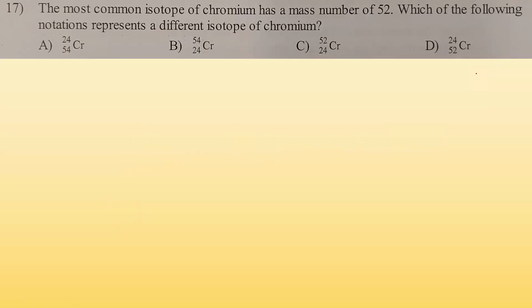17. The most common isotope of chromium has a mass number of 52. Which of the following notations represents a different isotope of chromium? So it's got to be something that's not 52. So chromium has an atomic number of 24, so that needs to be the same, but we need to have not 52 up top. So I'm taking a look. The only one that could be different, B, right there. There you go. That's an isotope.